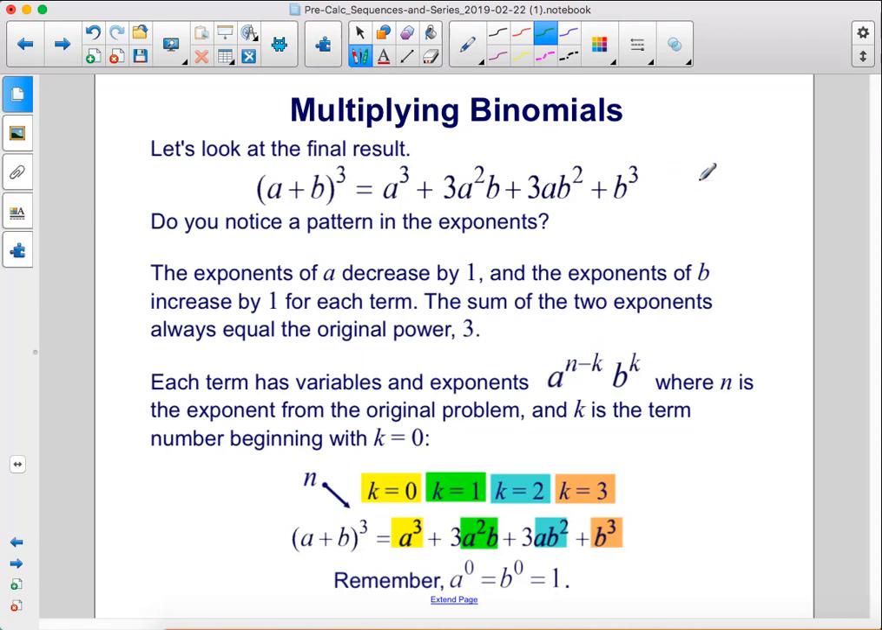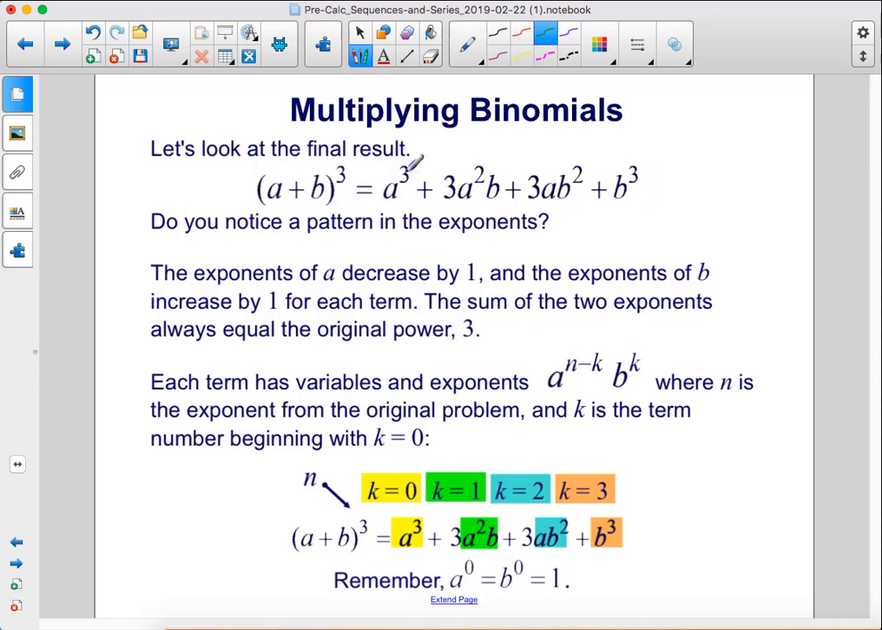Do you notice a pattern in the exponents? The exponents of a decrease by 1: a cubed, a squared, a to the first, and then a to the 0. And the exponents of b increase by 1: b to the 0, b to the first power, b to the second power, b to the third power. The sum of the two exponents always equals the original power, 3.